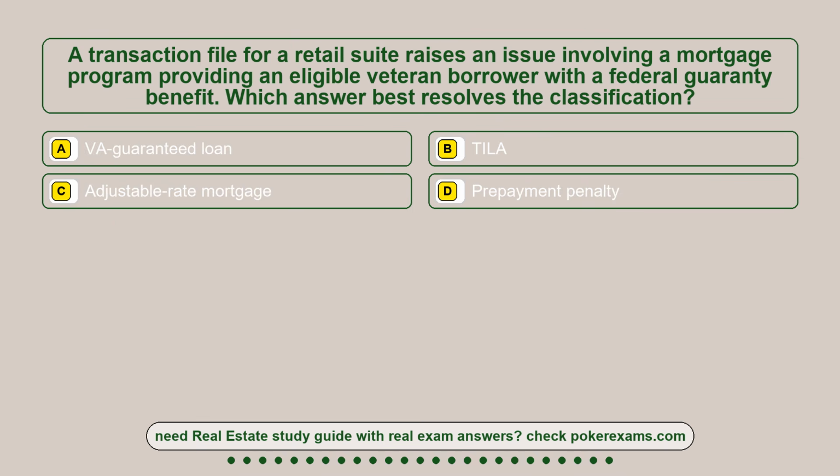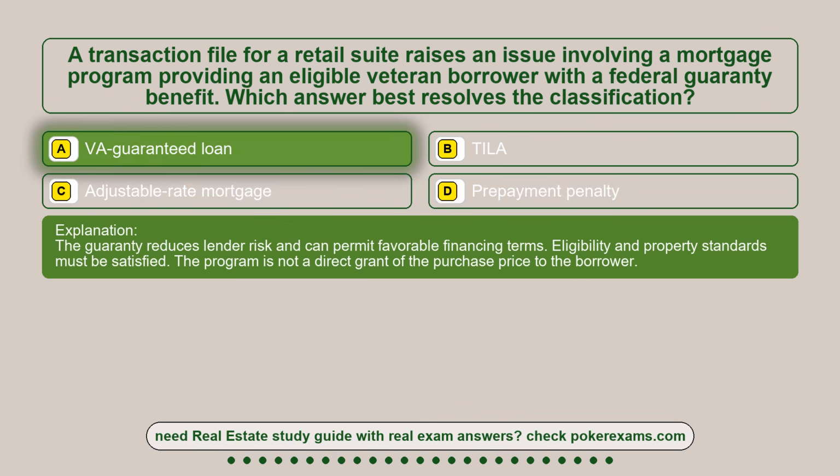Question 24. A transaction file for a retail suite raises an issue involving a mortgage program providing an eligible veteran borrower with a federal guarantee benefit. Which answer best resolves the classification? Option A, VA-guaranteed loan. Option B, TILA. Option C, adjustable-rate mortgage. Option D, prepayment penalty. The correct answer is option A, VA-guaranteed loan.